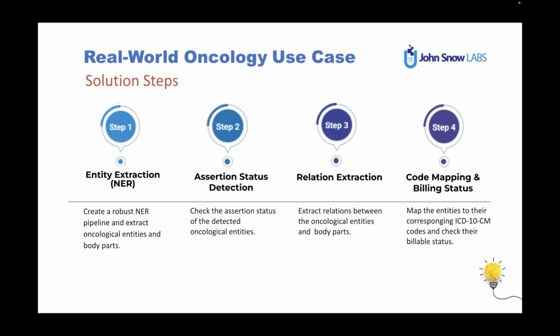And after that, we will check the relationships between the body part entities and the oncological entities. If they are in a relationship, we will concatenate them and map them to the ICD-10-CM codes using the entity resolver models we have, okay? For the ICD-10-CM, we have several resolver models, by the way. We have a model that can return the billable information also, okay?